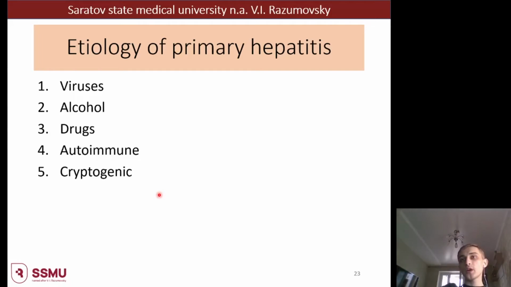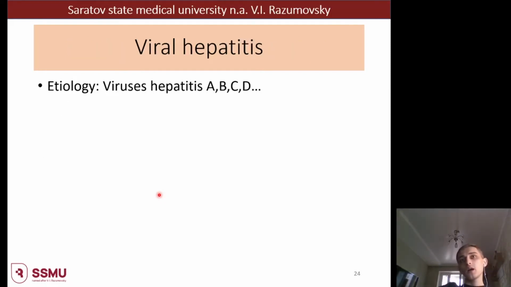And two rare forms: autoimmune hepatitis, when our immune system damages hepatocytes, and this process leads to autoimmune hepatitis. And cryptogenic. Cryptogenic in medicine refers to processes whose etiology we really don't know nowadays, but probably in a few years we will know more about them. Viral hepatitis is associated with viral injury of the liver, and the etiology may be the virus of hepatitis A, B, C, D, and so on. And nowadays, the latest virus of hepatitis is probably H, if I'm not mistaken.